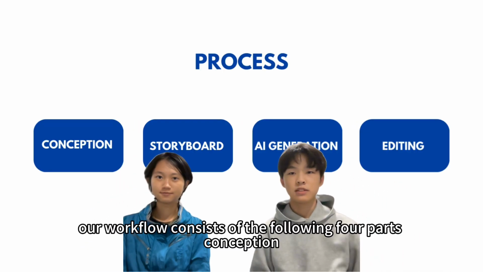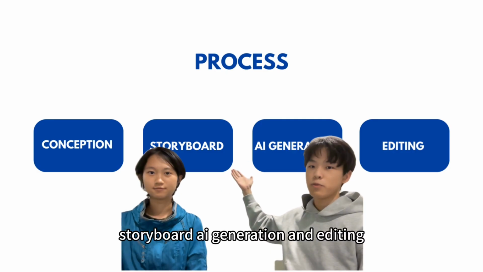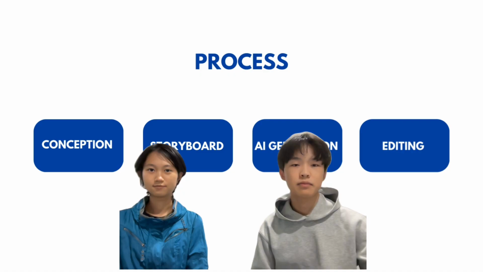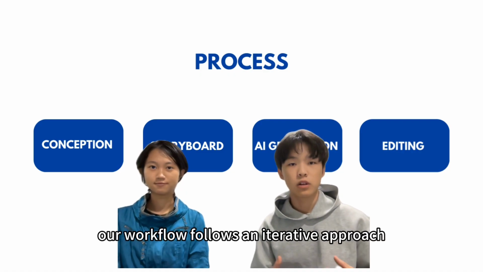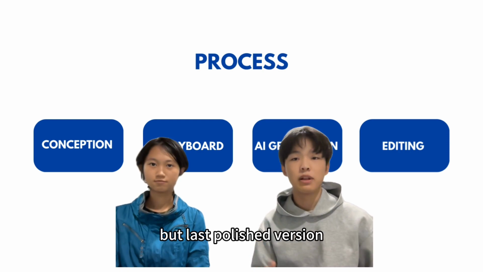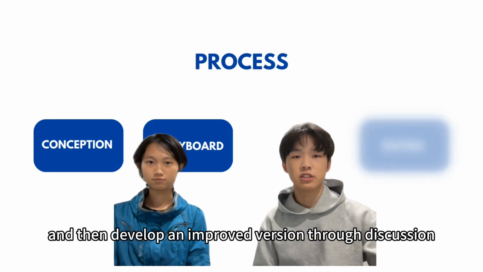Our workflow consists of the following 4 parts: conception, storyboard, AI generation, and editing. To produce high-quality animation, our workflow follows an iterative approach, which involves first creating a complete but less polished version, and then developing an improved version through discussion.